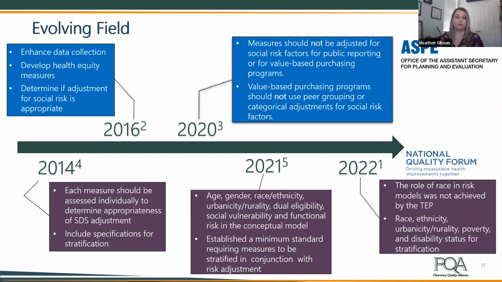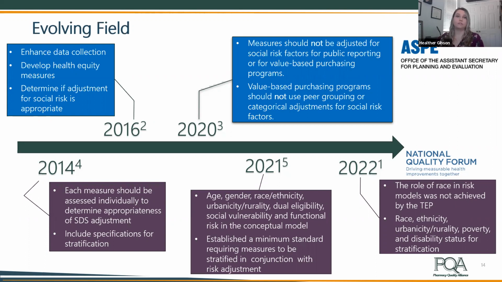ASPE released their first report in 2016, which noted that there was a need for enhanced data collection. They also recommended the development of health equity measures and noted that more research was really needed to determine the appropriateness of risk adjustment within quality measurement. Following that initial report, ASPE released a second report recommending that measures should not be adjusted for social risk for public reporting or value-based purchasing programs, and that value-based purchasing programs should not use peer grouping or categorical adjustments for social risk. NQF released their second report the following year in 2021.